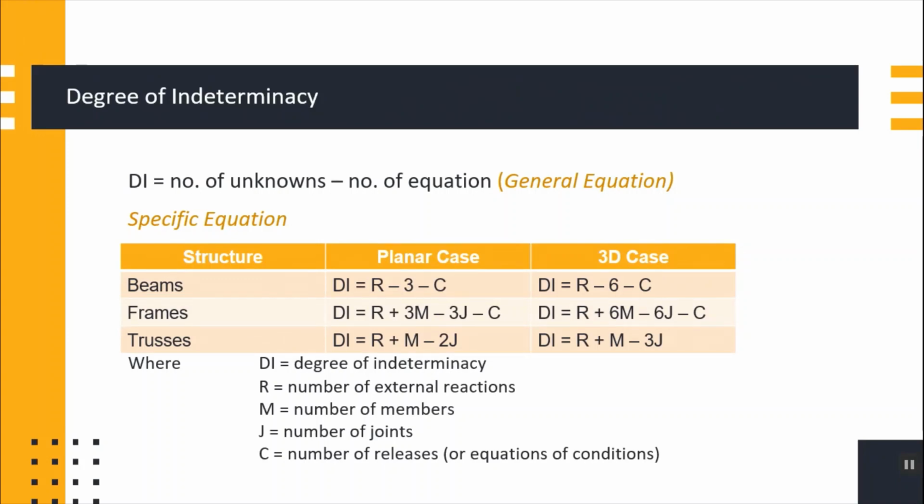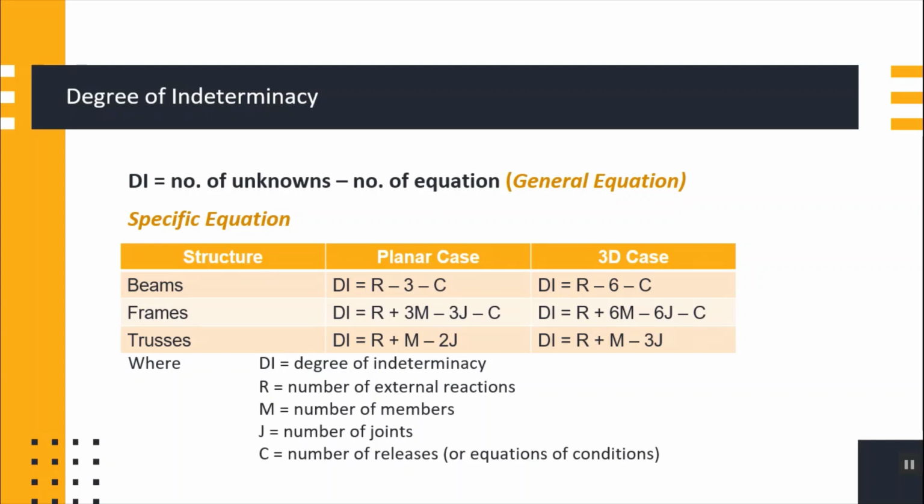Kapag kumukuha tayo ng degree of indeterminacy, meron tayong general equation, which is DI is equal to the number of unknowns minus number of equations. Pero meron din tayong specific equations, kasi magkakaiba naman ang ating mga structures in the form of beams, frames, and trusses. Meron din siyang planar case and 3D case. Pero in this topic, i-explain ko lang sa planar case dahil almost same lang din naman siya.